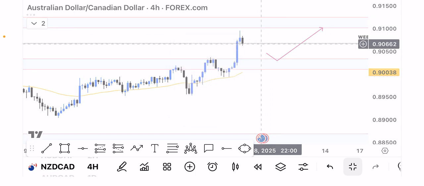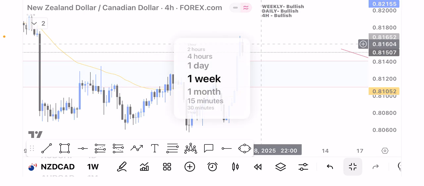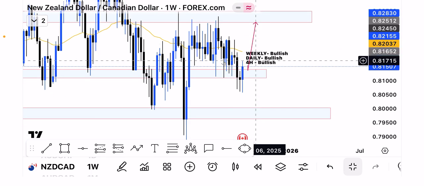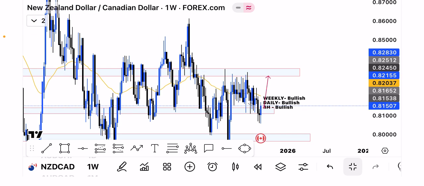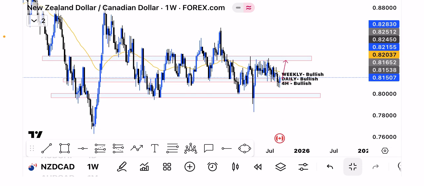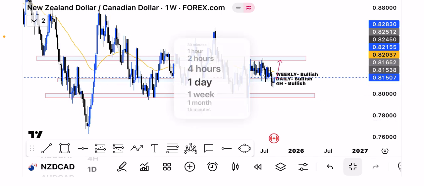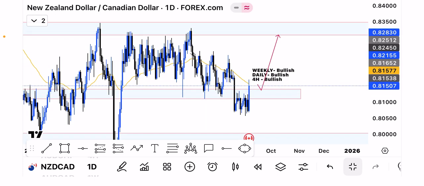So moving on, NZDCAD weekly. On the weekly time frame, we are bullish. We zoom out, you see it has been bullish for a very long time. You see this is a higher high here, and this is the higher low here. So we'll be looking for buying opportunity.